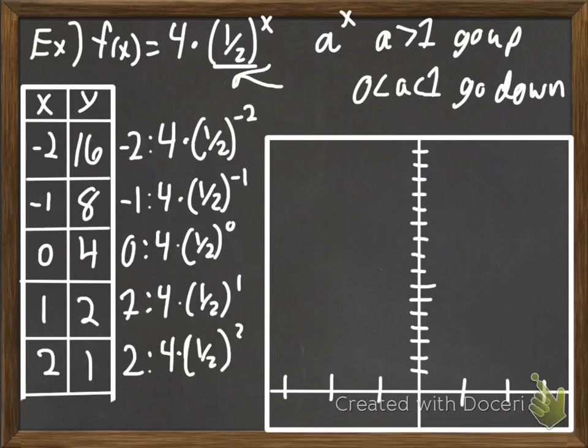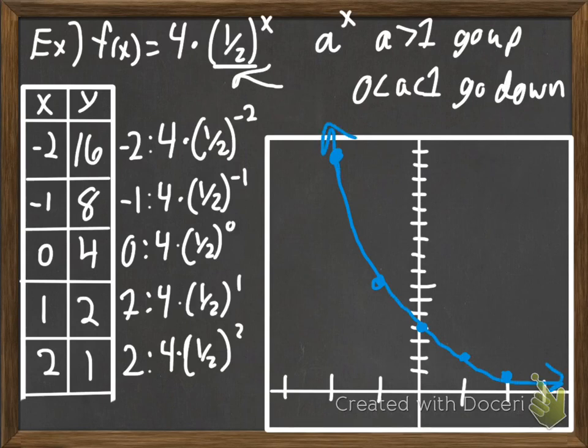So let's put these on a graph. So -2, 16. I wonder if I have 16 dots. Oh, exactly 16. Then we need to go to -1, 8. 0, 4. 1, 2, and 2, 1. So as you can see, this curve is headed down.